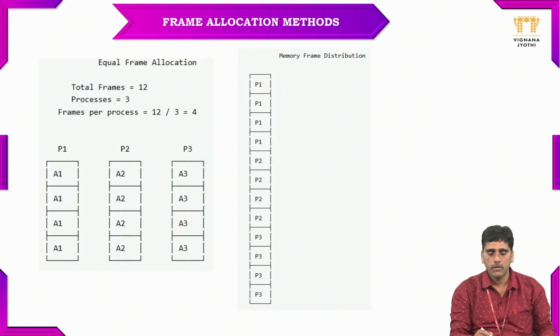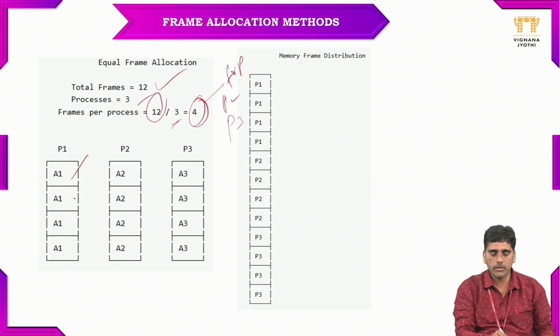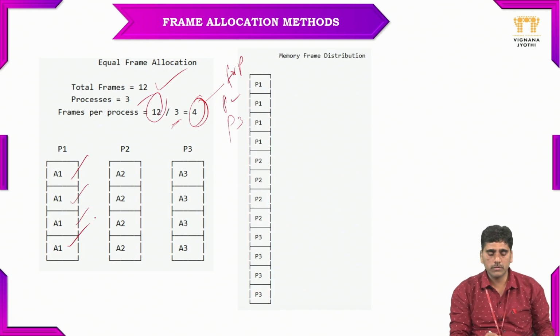This is the way we can understand it. Here the equal frame allocation is shown in the architecture. The total frames available are 12 and the processes are 3, and frames per process equals the total number of frames divided by the total number of processes, which equals 4. So these 4 are for each and every process: P1, P2, P3. This is the allocation of frames for each process. These are all allocated for process P1, these are the allocated frames for process P2, and these are the allocated frames for process P3.